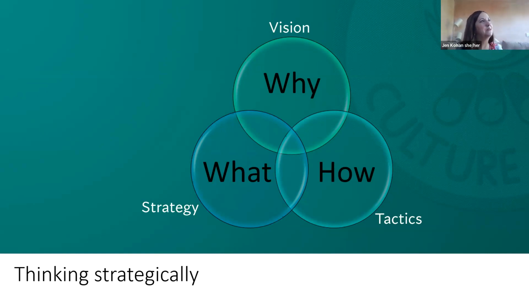So what I like about this one is we know that we've got to have vision. The why, we always hear this sort of start with why, but the what and the how are really important too. And that's where strategy and tactics come in.